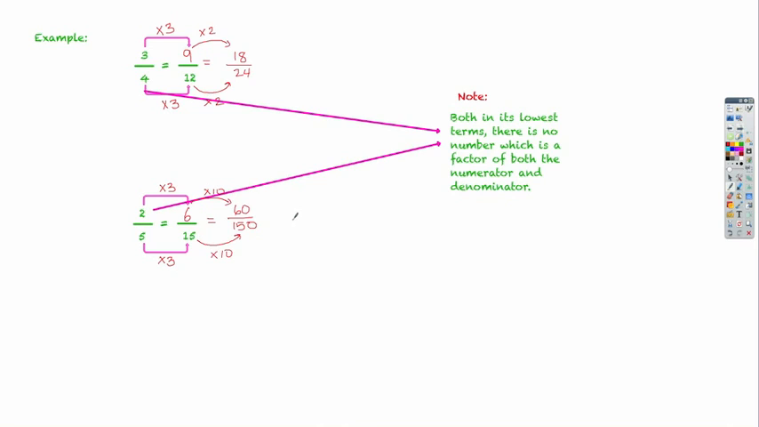Both of these first fractions are in their lowest terms. There is no number which is a factor of both the numerator and denominator. So 2/5 and 3/4 are as simple as you can have them. Okay, that's in its simplest form.